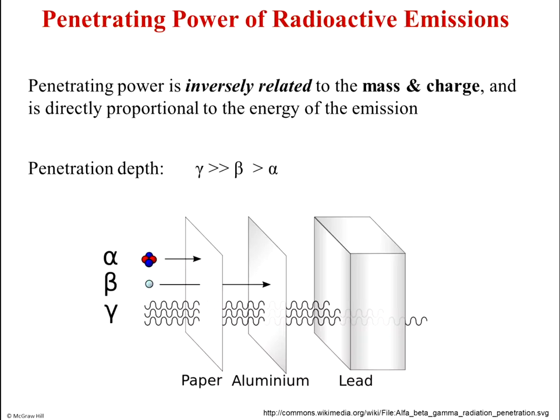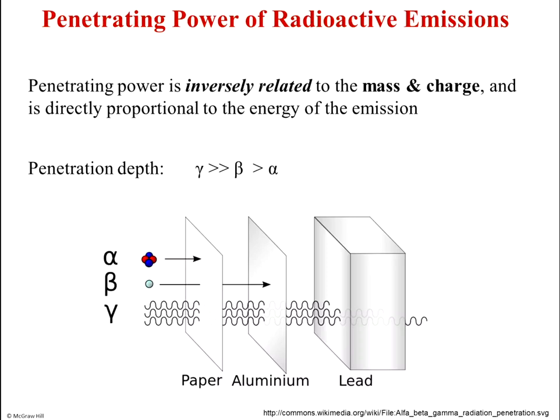Penetrating power is the ability of the radioactive particles to pass through substances. We find out that the penetrating power of a radioactive emission is inversely related to the mass or the charge of the radioactive emission, and it's directly proportional to the energy of the emission. So, particles with large mass and charge do not penetrate very deeply, but higher energy particles will penetrate more deeply.